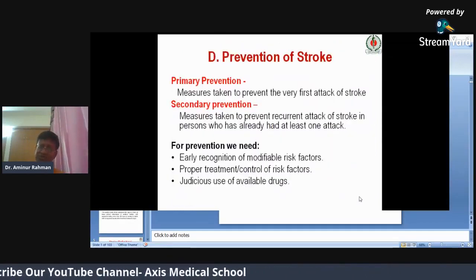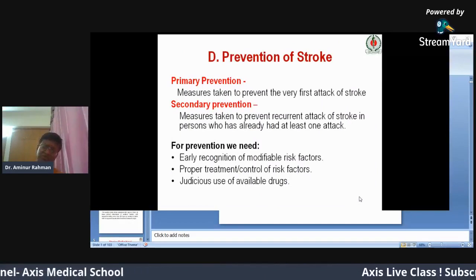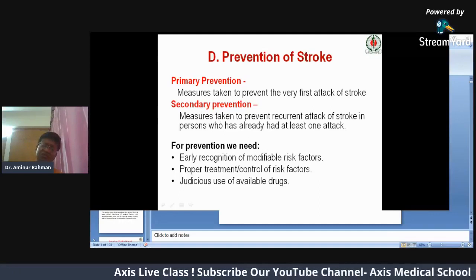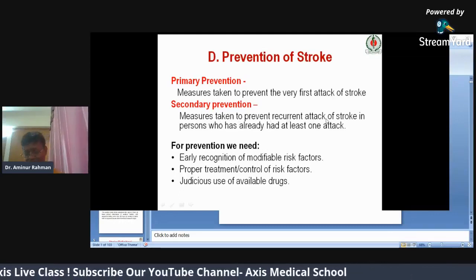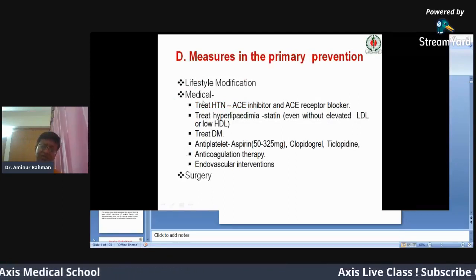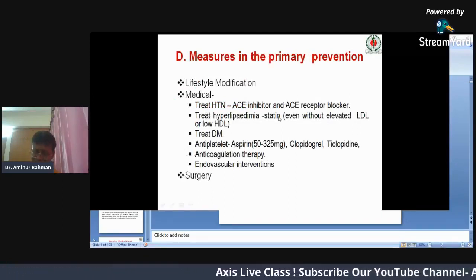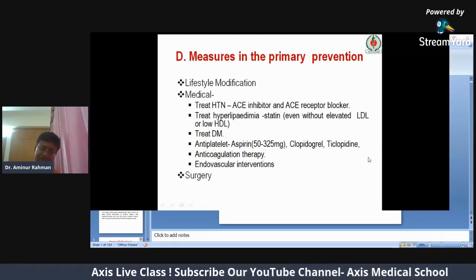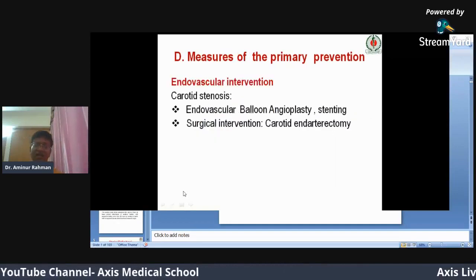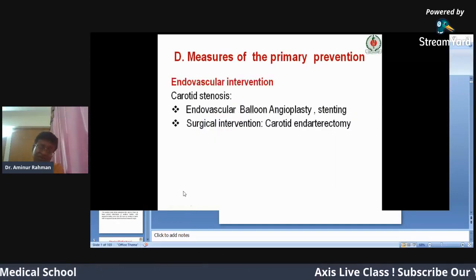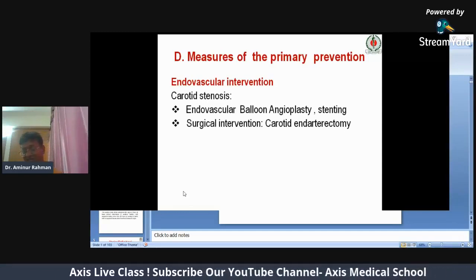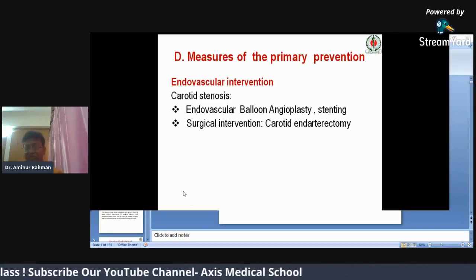How can we prevent stroke? There is primary prevention and secondary prevention. Primary prevention is to prevent the very first attack of stroke. Secondary prevention is the measure taken to prevent recurrence of stroke. Primary prevention is lifestyle modification and medication. Medication is treatment of hypertension, treatment of diabetes mellitus, antiplatelet therapy, anticoagulation therapy, and vascular intervention and surgery. For carotid stenosis, endovascular balloon angioplasty, stenting, and surgical intervention is carotid endarterectomy.